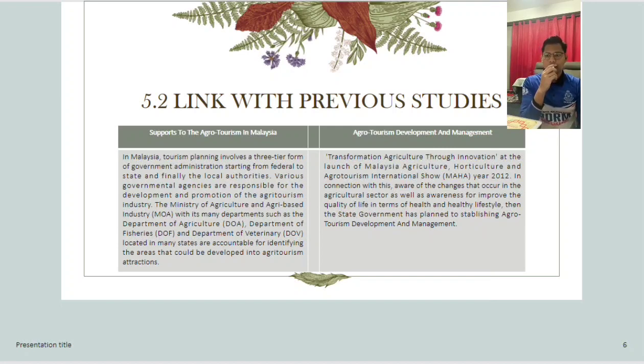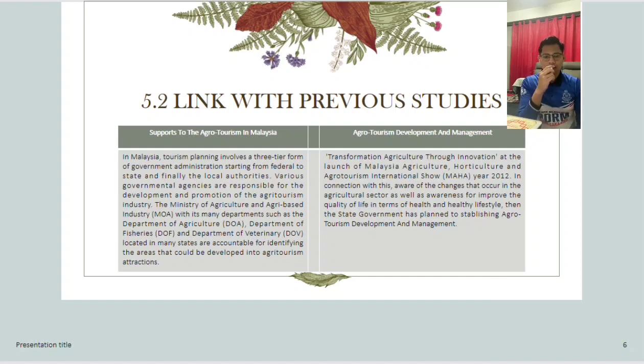Today I will present the Future Agriculture Tourism, Chapter 5. 5.1 Conclusion. Agrotourism is a tourism concept offering tourists a variety of activities relating to the agriculture sector. Rural Malaysia is still developing and is very dependent upon agricultural activities and produce as well as primary industries such as fishing and animal husbandry.